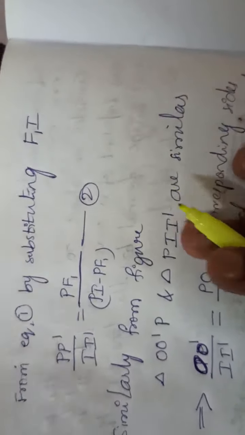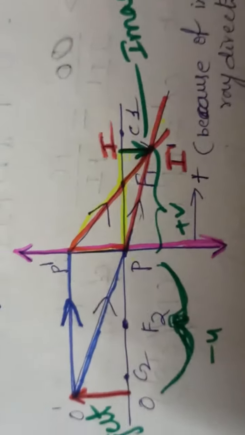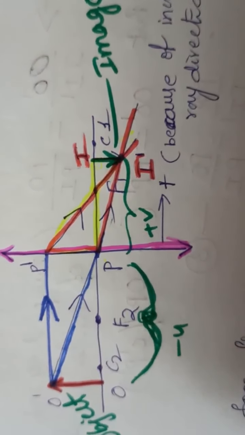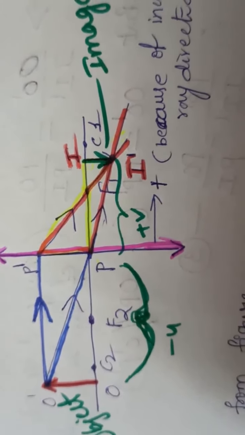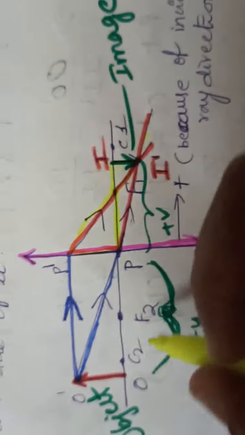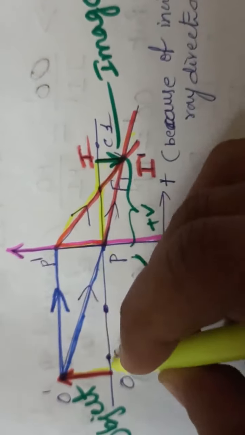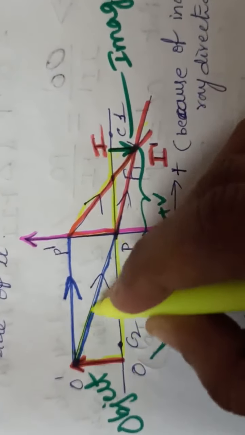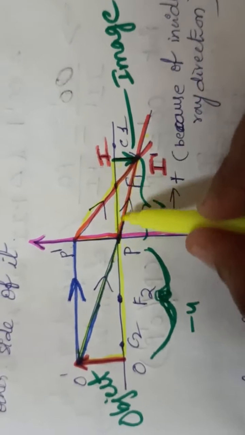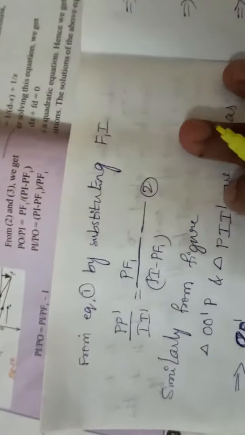Similarly from the figure, here O dash P. And one more triangle I am considering, children, the right angle triangle PII dash. So these two triangles I am considering now, this one and PII dash. Here I am using this figure, children, because I am turning the paper. So here I am using that diagram.